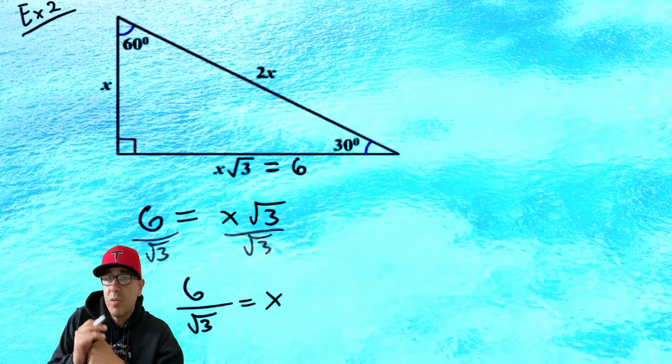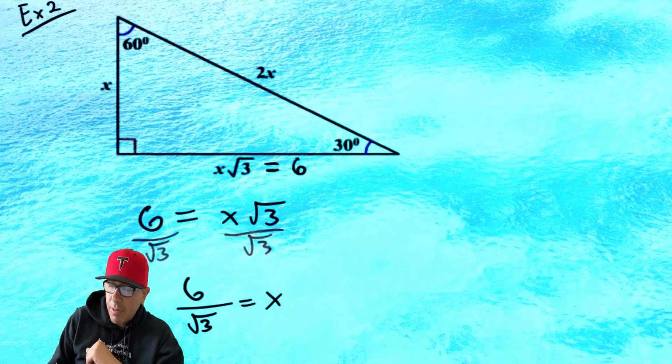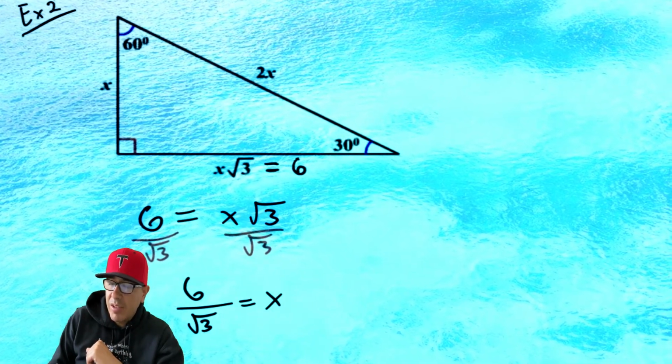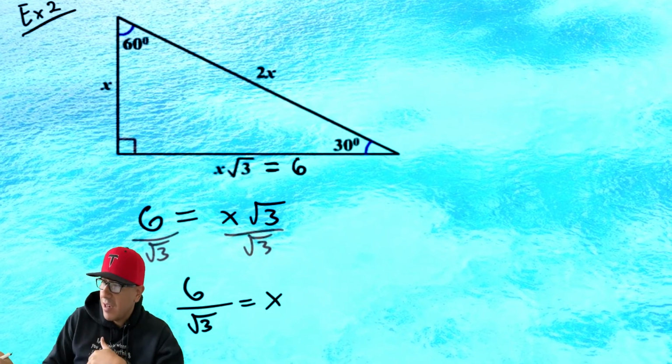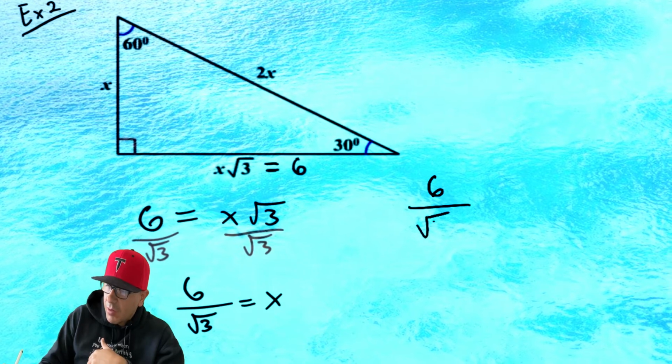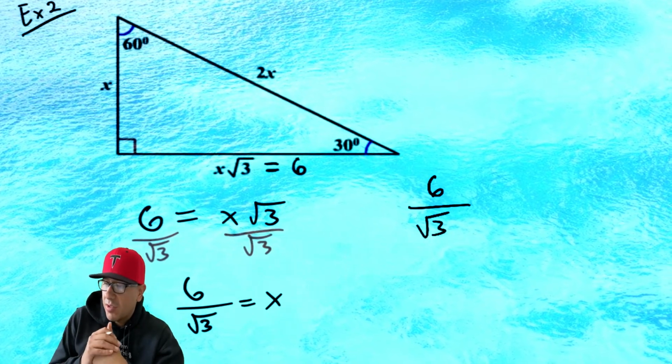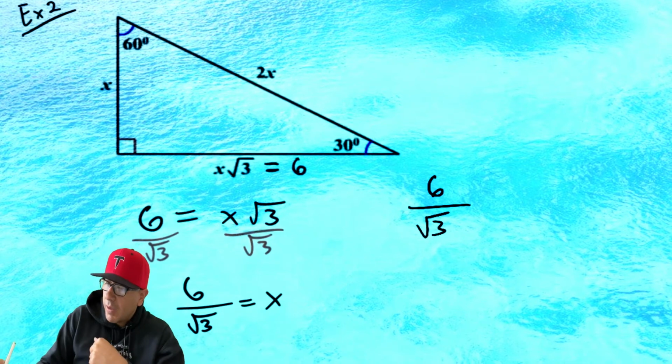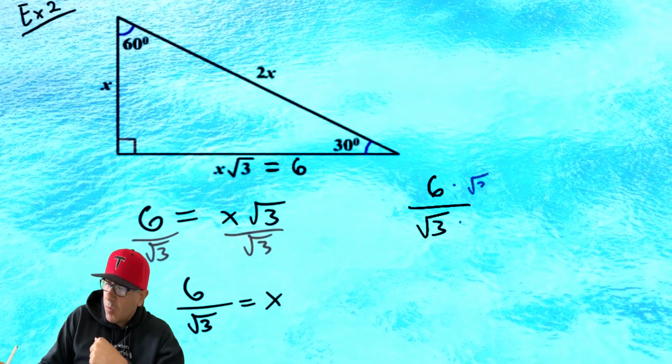So what we're going to have to do is multiply both top and bottom by the square root of 3 so that we could rationalize the denominator, right? So let me write it up here for us. 6 divided by the square root of 3. So I'm going to multiply top and bottom by the square root of 3.